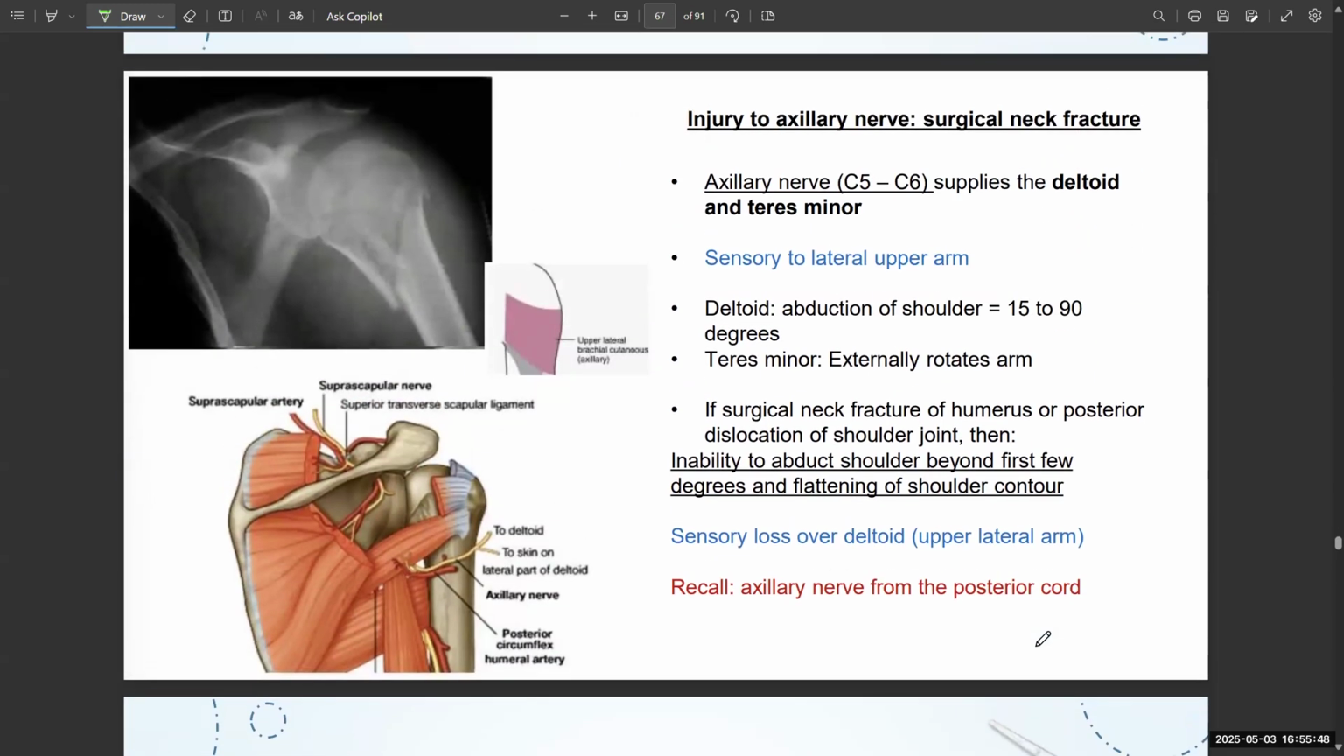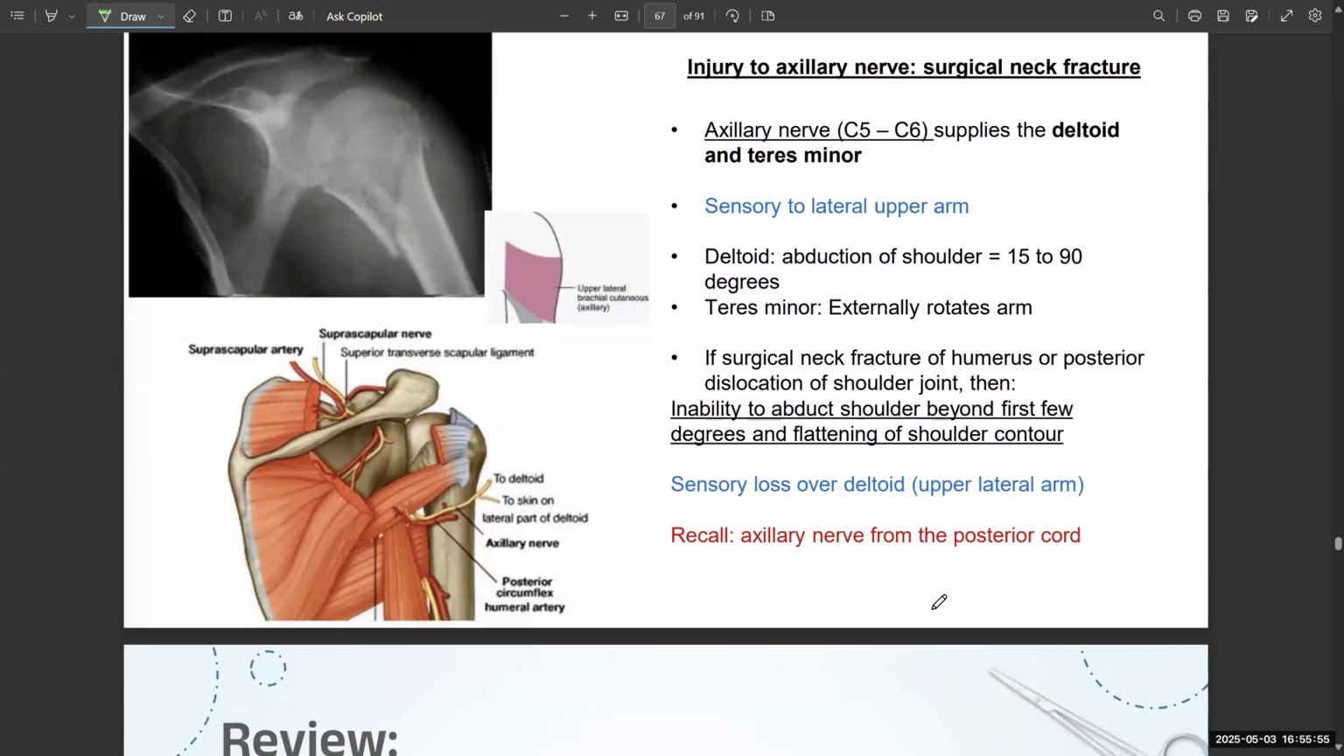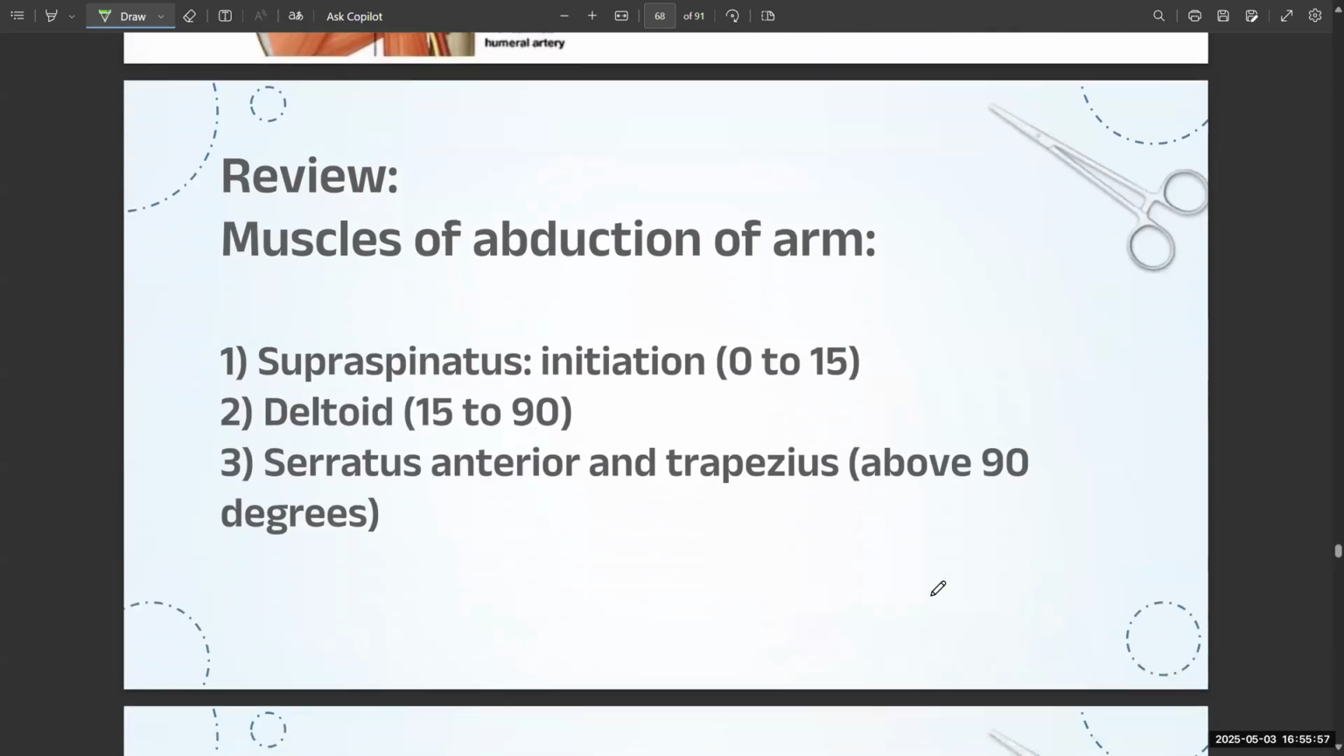Okay, review. Basically, I talked about how the deltoid abducts the shoulder from 15 to 90 degrees, right? What about the rest of the degrees? This is the review. The supraspinatus is going to initiate abduction from 0 to 15 degrees, and then the deltoid from 15 degrees to 90 degrees, which is the horizontal. And then the serratus anterior and the trapezius above 90 degrees.